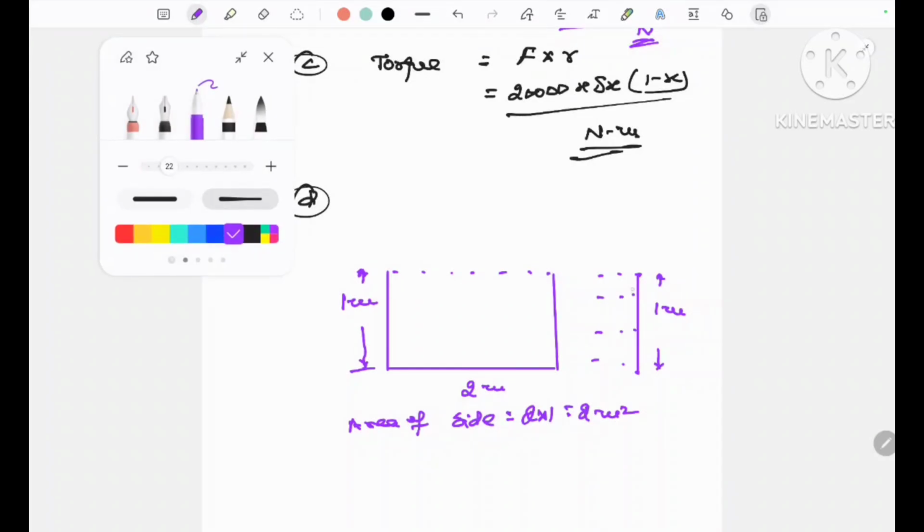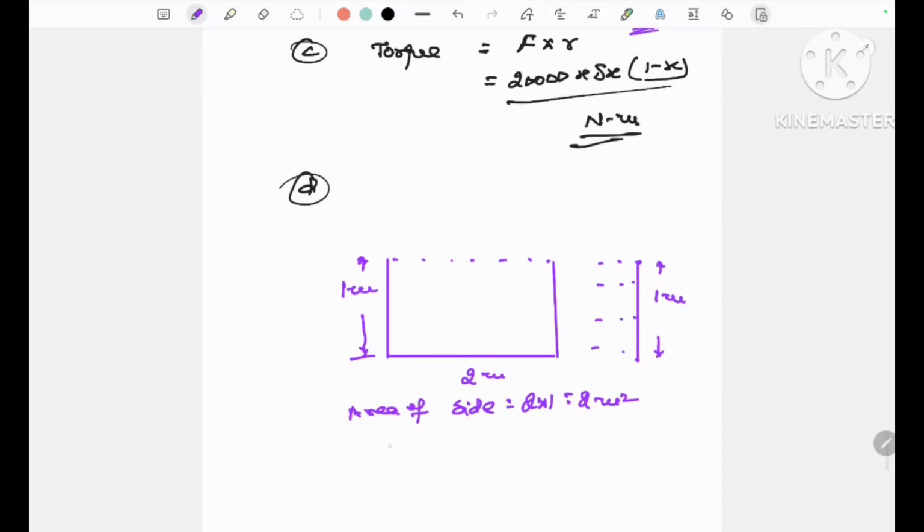जो प्रेशर होता है, प्रेशर का फॉर्मूला होता है प्रेशर इज rho g h. तो टॉप सरफेस पर, pressure at top of side will be rho g h, h is 0. This is 0.